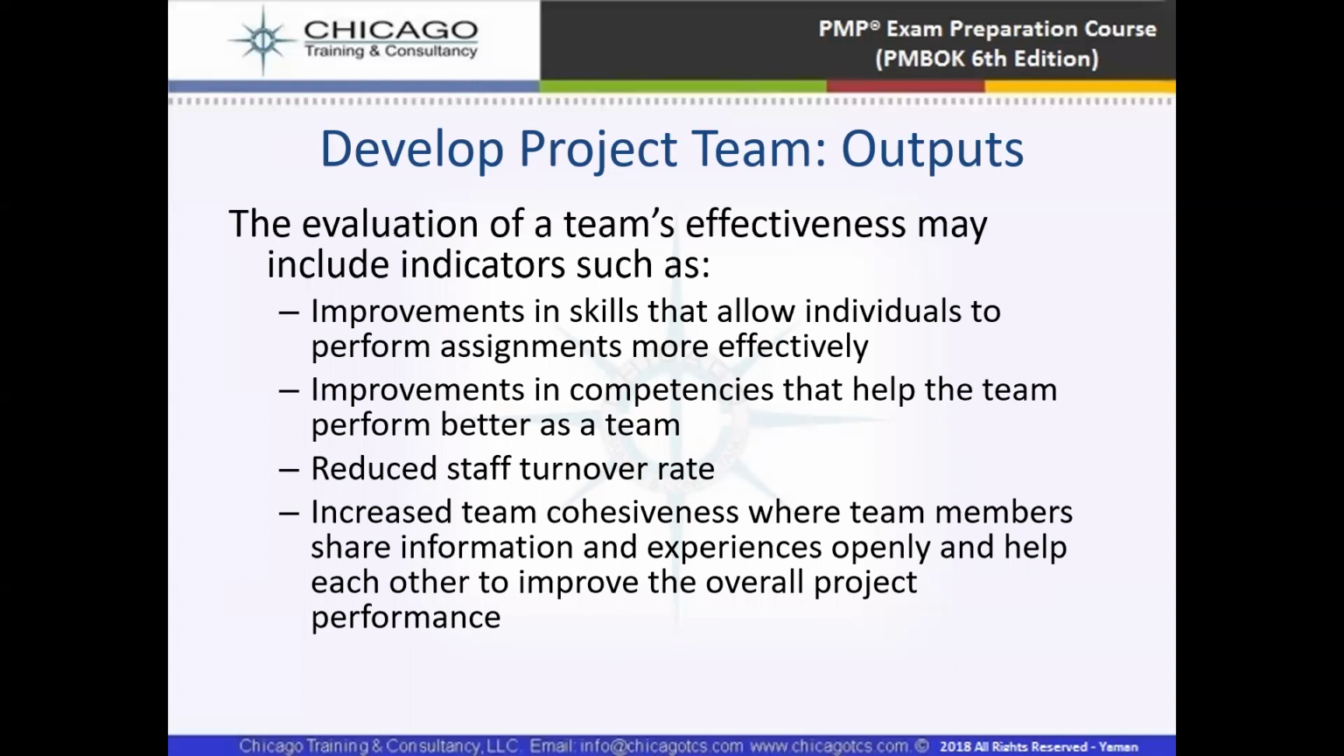So it means if some team members' skills are improved, the assignment completion performance will be improved here, which will in turn help us to reduce the staff turnover rate. And improvement in competencies helps the team perform better as a team. So it means if there is an improvement in their competencies.